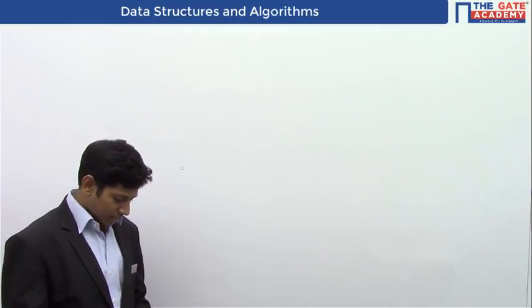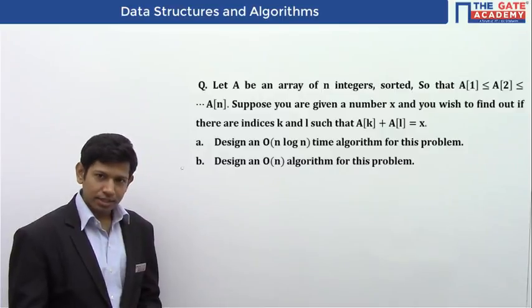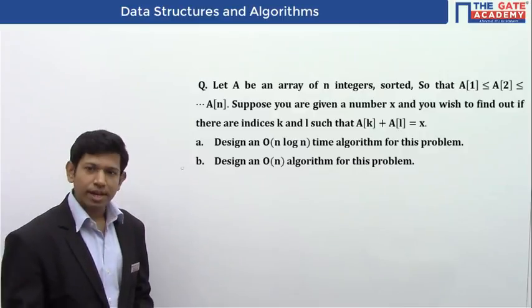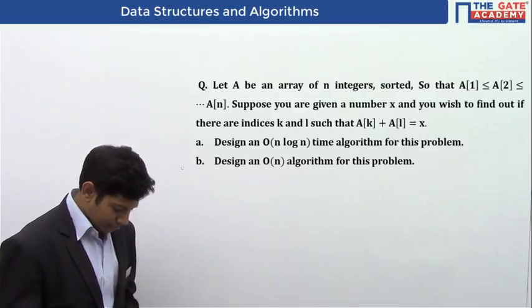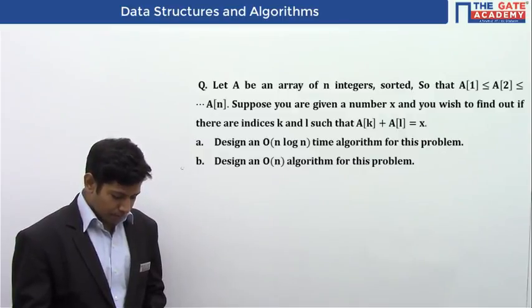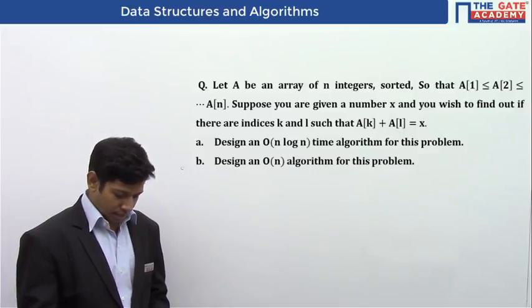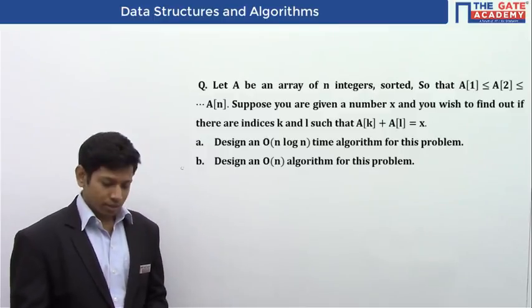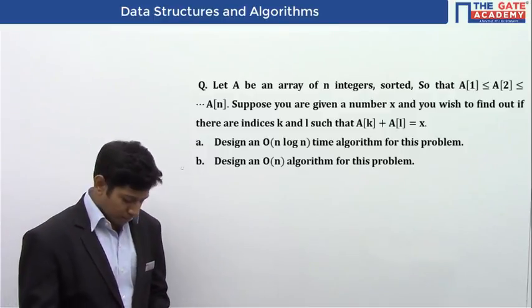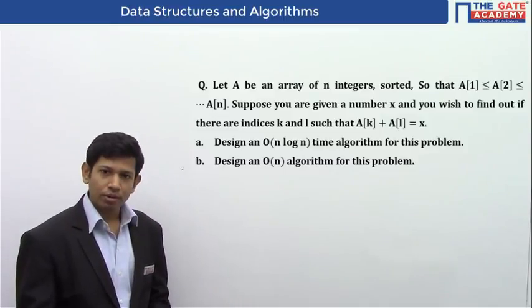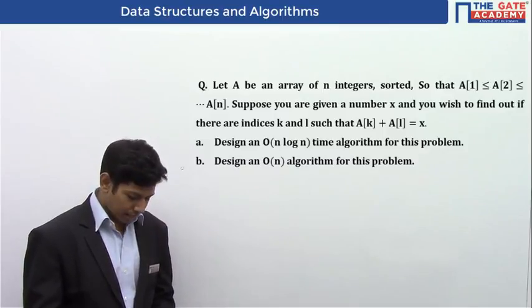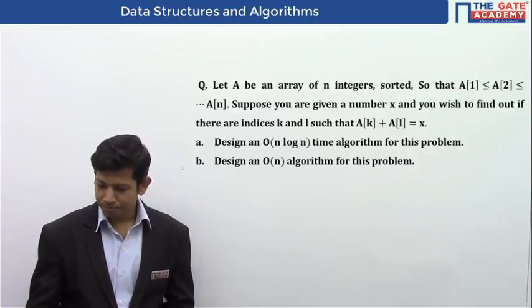In this problem, they are saying, let A be an array of n integers sorted so that A1 is less than A2 is less than A3 and so on is less than An. Then they are saying, suppose you are given a number x and you wish to find out if there are indices k and l such that a k plus a l is equal to x. Then they are asking us to design two algorithms for this. In part A, design an order of n log n algorithm for this problem. And in part B, design an order of n algorithm for this problem.